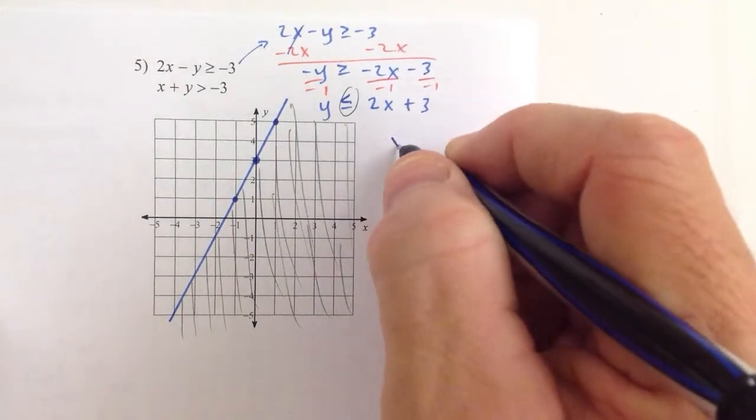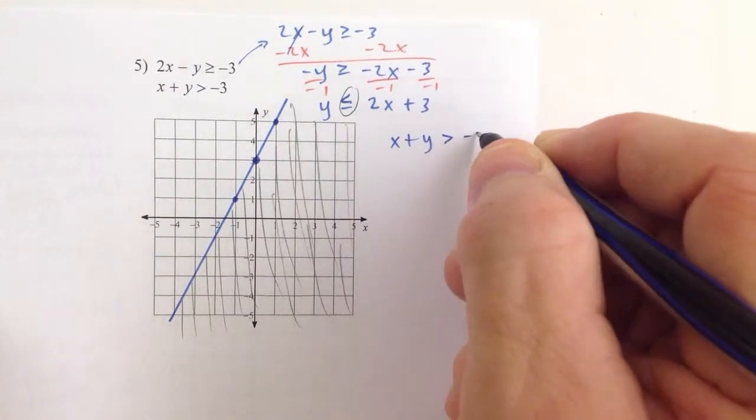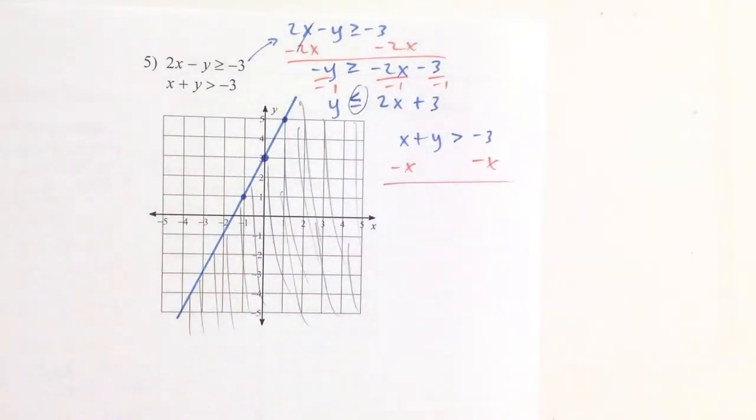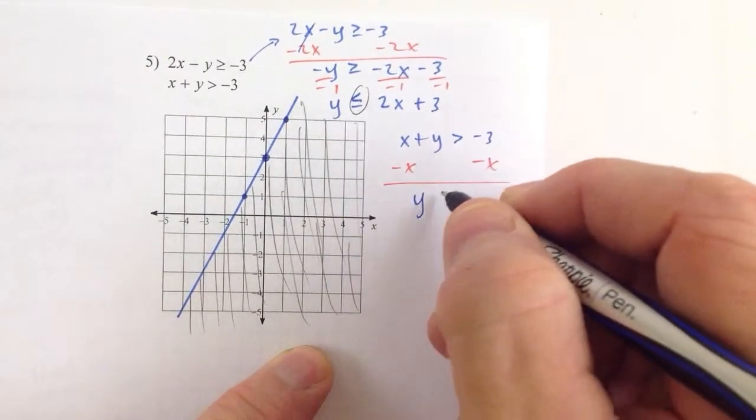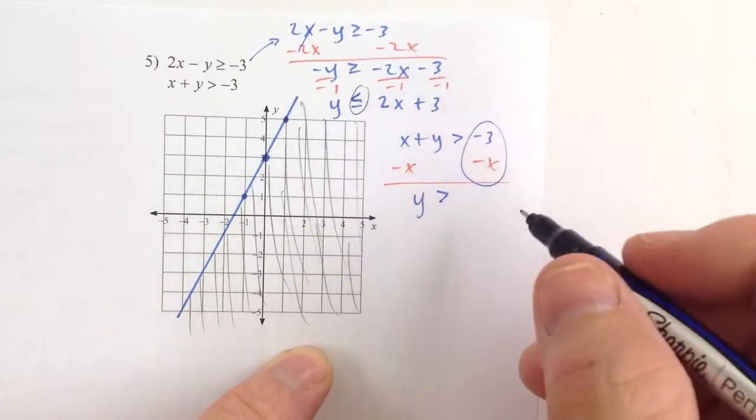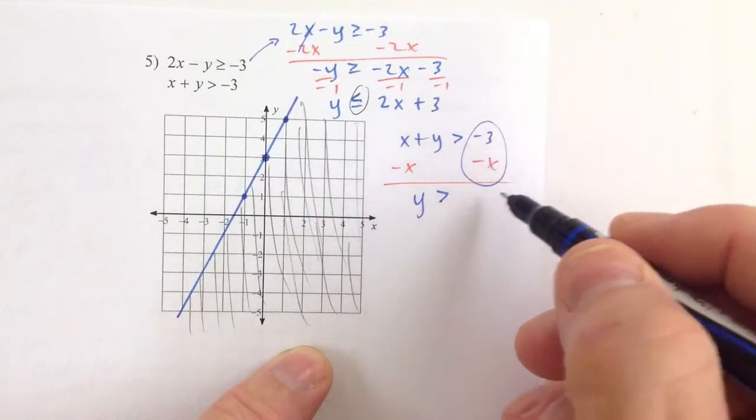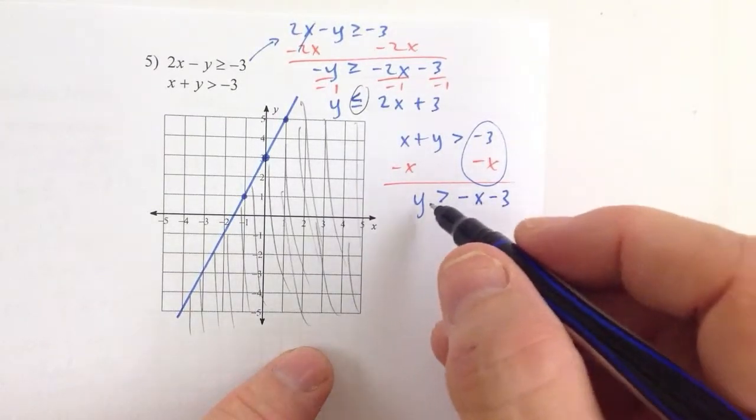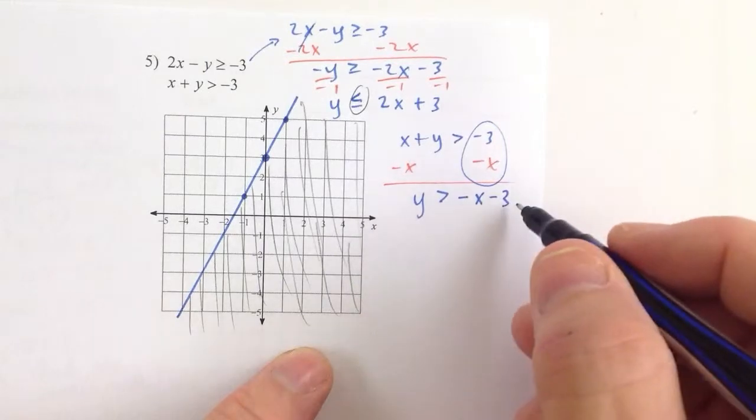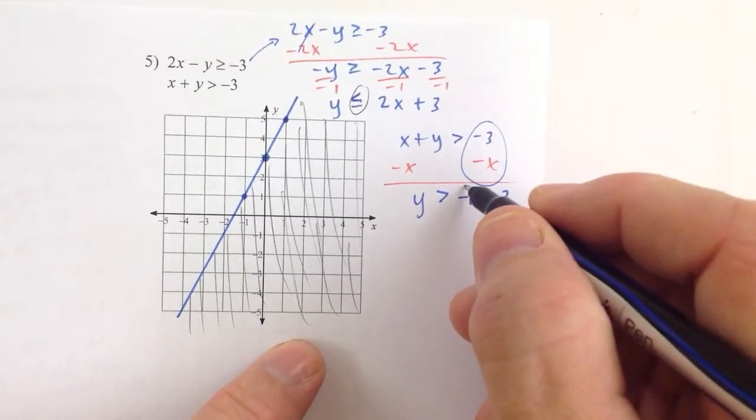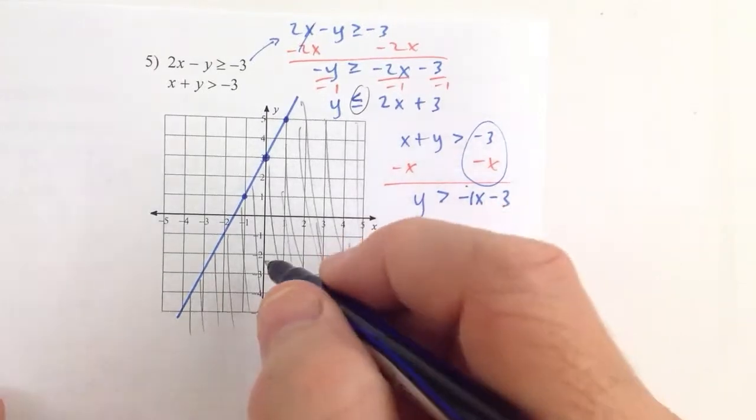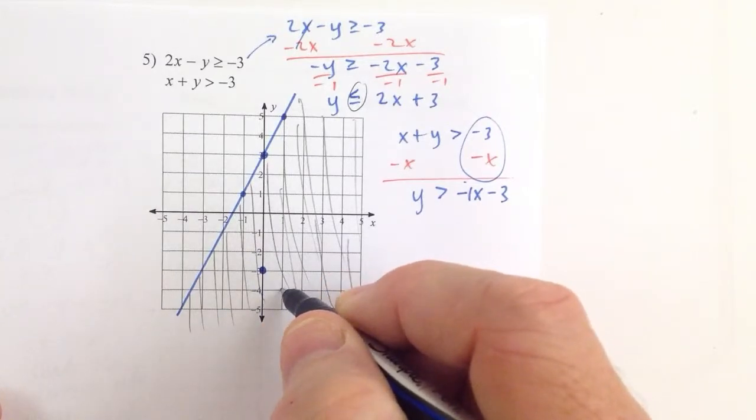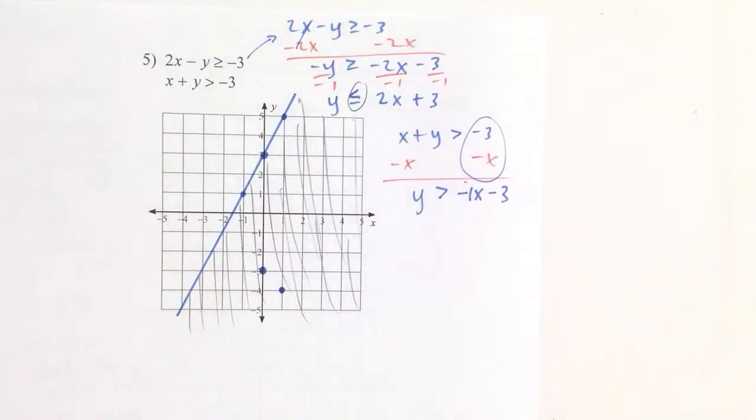Now we're going to do the same thing with x plus y greater than negative 3. This is a little bit easier to solve for, because as soon as we subtract x from both sides, we see that y is greater than negative 3 minus x, but that's the same thing as negative x minus 3. When we write the inequality this way, we can see that the slope is negative 1 and the y-intercept is negative 3. So we put a point right there at the y-intercept of negative 3, and then go down 1 and to the right 1. So we're going to have a line that goes down from left to right.